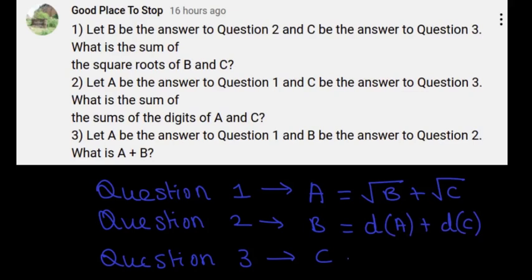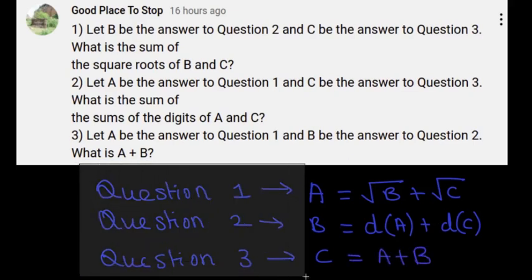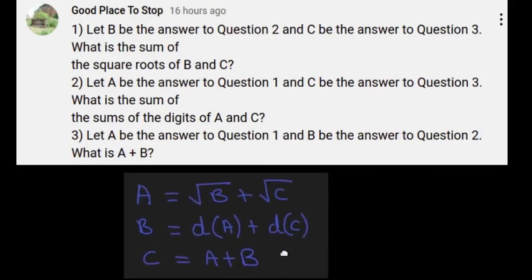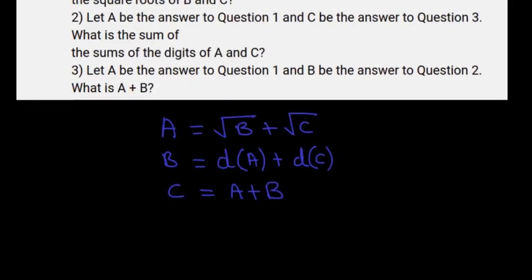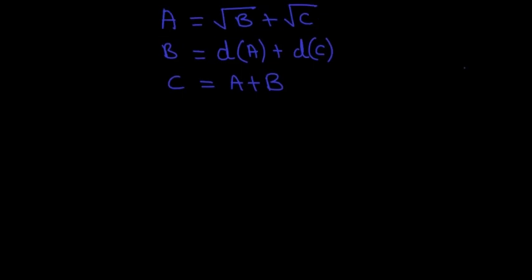And what is question 3? What is A plus B? Therefore, the answer to it is A plus B. Therefore, C is equal to A plus B. So, we have this nice set of 3 equations, and we have to solve these equations to get the answer. Okay, now let us solve.